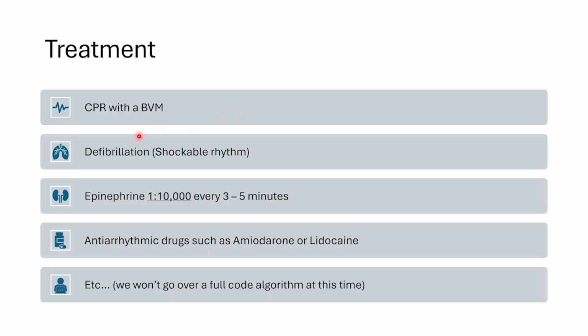So the treatment for VFib is going to be CPR with a BVM. You want quality compressions first. You want to consider defibrillation, since this is a shockable rhythm. You can do epinephrine 1 to 10,000 every 3 to 5 minutes, depending on your local protocols, but this is just basic ALS or ACLS guidelines. You can use antiarrhythmic drugs such as amiodarone or lidocaine. For Annabelle Fire Department, we would consider lidocaine. We're not going to go over a full code algorithm for any of these, but these are just baselines of what we can consider. Now, there's a whole lot of other medications we can consider as well.